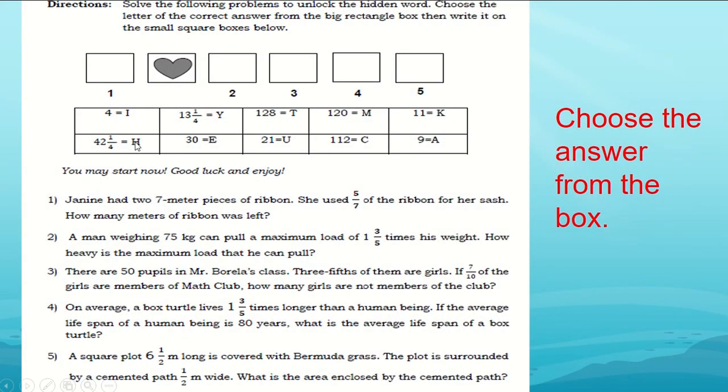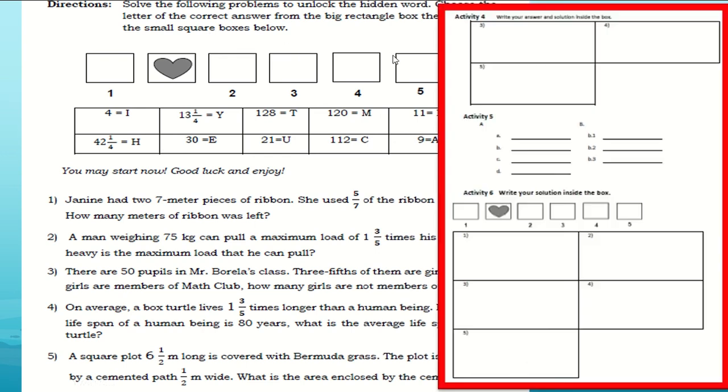With activity 6, give the following problems to unlock the hidden word. Choose the letter of the correct answer from the big rectangle box, then write it on the small square box below. So, nandito rin siya. You have to write the solution here and you're going to write the letter here. Just remember, kahit na tama yung sagot nyo dito, pag wala kayong solution, mali din kayo dito. Okay, class?